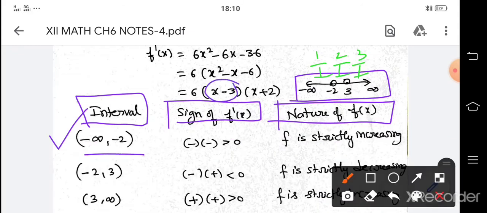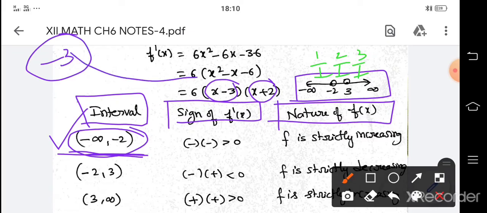Here x minus 3 is negative, x plus 2 is negative. Sir, how can you say that x minus 3 and x plus 2 are negative from minus infinity to minus 2? You might get doubt. So take a number between minus infinity and minus 2. Take minus 3 and substitute in this polynomial, you get negative into negative, positive.